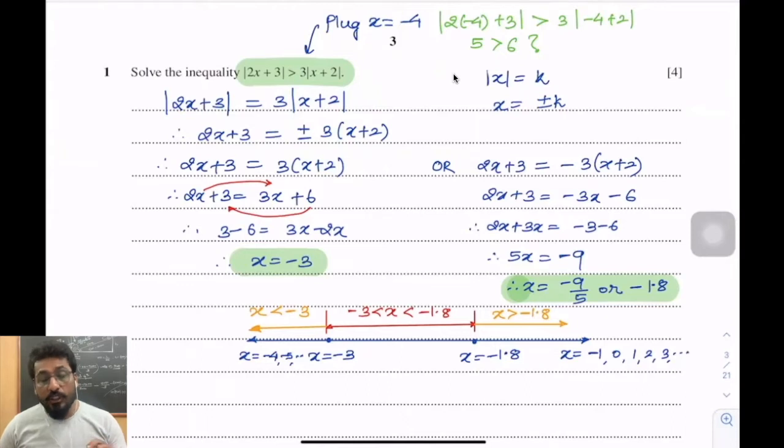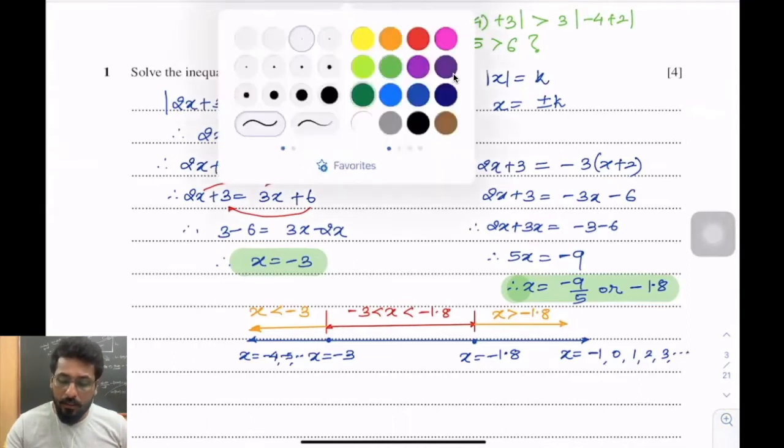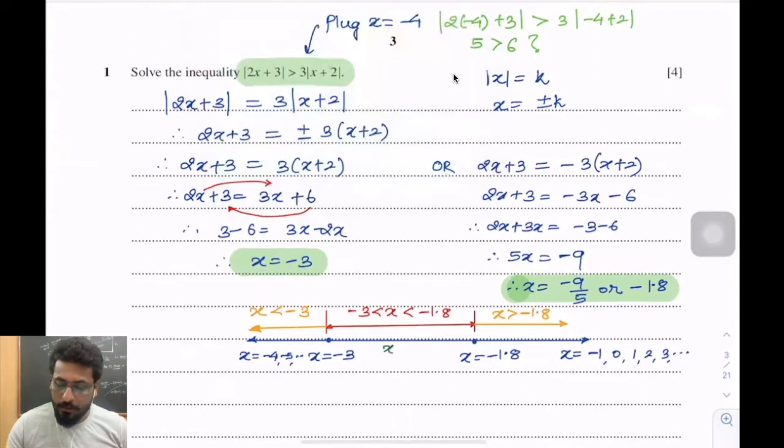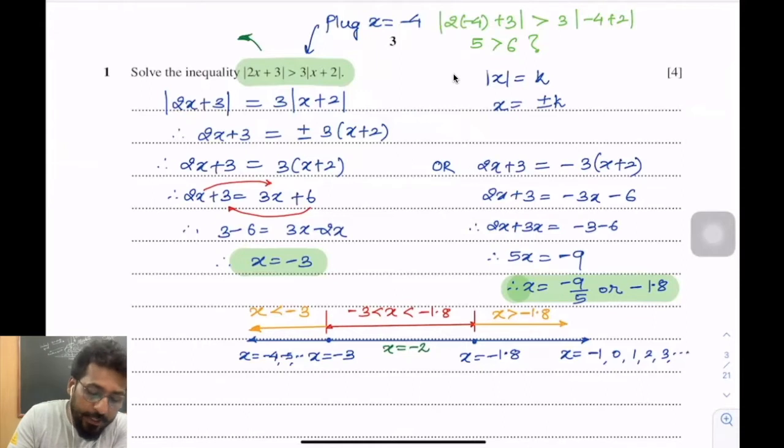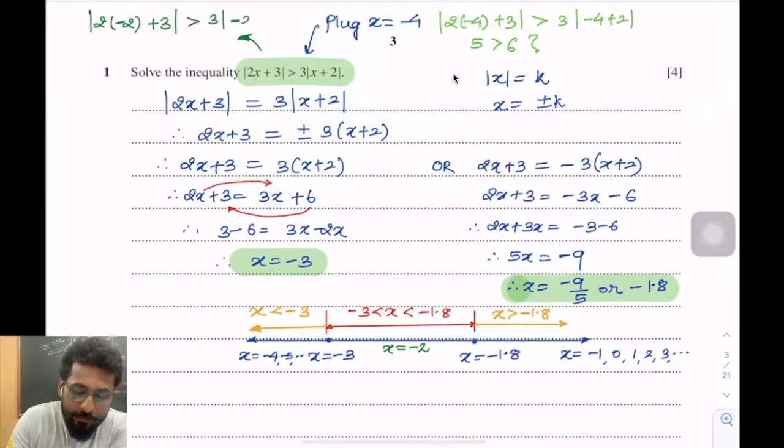So can you pick a value lying between -3 and -1.8? Maybe you can pick the value of x as -2. Let's plug the value of x as -2 into your inequation. Again, I'm telling students, these steps are not needed to be shown in your solution. They are only there for understanding. If I plug x as -2, what do I get? |2 times -2 plus 3| greater than 3 times |-2 plus 2|.